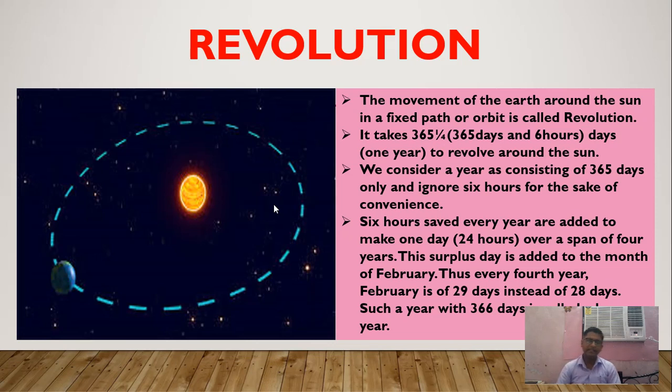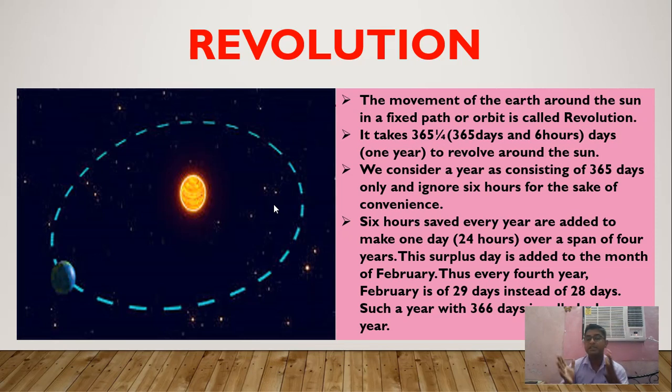Normally when we talk about how many days there are in a year, we say 365, but exactly 365 days and 6 hours are there in a year, in completing one revolution by the earth around the sun. Normally we consider a year as consisting of 365 days only and ignore 6 hours for the sake of convenience.